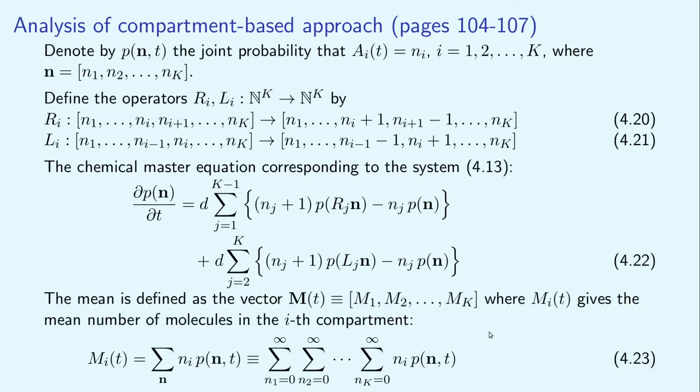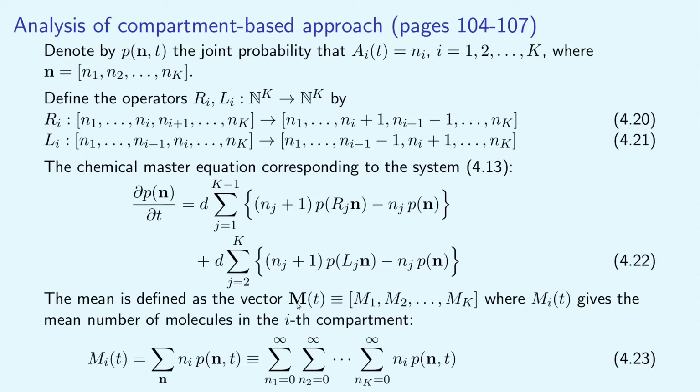Having formulated the chemical master equation, we can use it to analyze the compartment-based model of diffusion. Since our chemical system 413 only contains first-order chemical reactions, we can use the method from chapter 1 to calculate evolution equations for the average quantities, like the mean and variance.